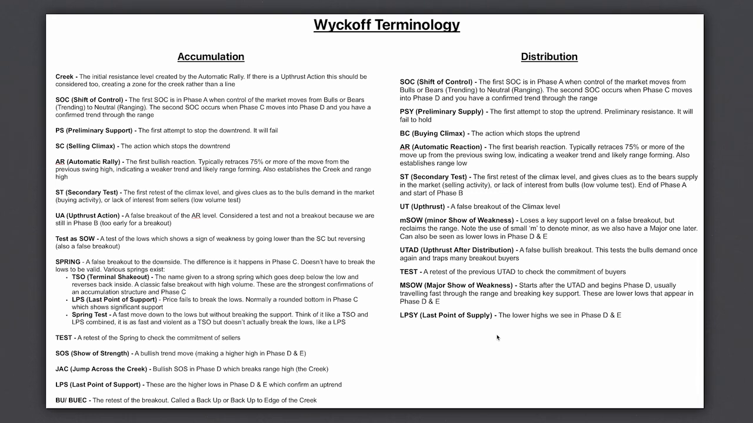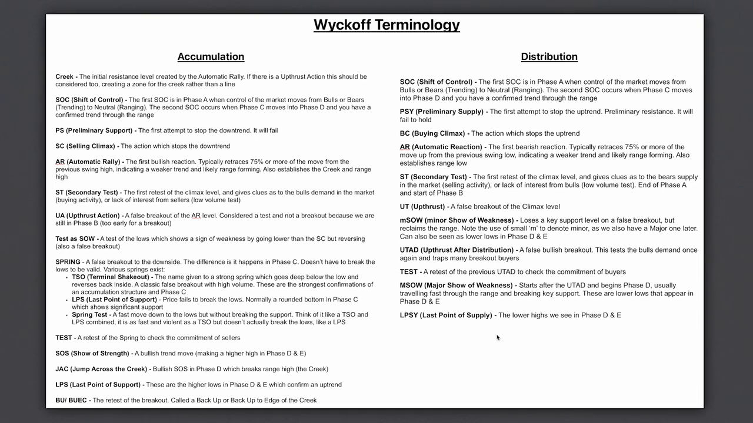Then we have in accumulation what's known as a spring. Generally, this is a false breakout to the downside, but the difference is it happens in phase C. Now, it also doesn't have to break the lows to be valid, and so we can have different types of spring. You can have a TSO, which is a terminal shakeout. This is the one you will all recognize. This is where price comes down to the low, has a really violent move down below it, lots of volume comes in, but price reverses and goes back inside the range. Typically what you'll see is a long wick on the chart.